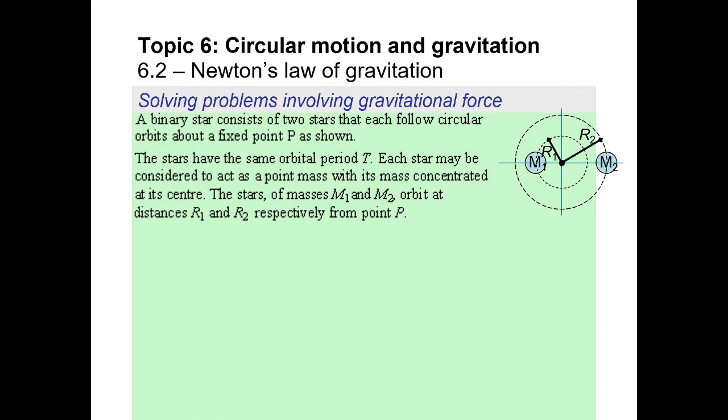Here we have a set of binary stars orbiting about a fixed point P as shown. All right, so the stars have the same orbital period capital T. Each star may be considered to act as a point mass with its mass concentrated at its center. Okay, all that means is that we can use Newton's law of universal gravitation. The stars of masses m1 and m2 orbit at distances r1 and r2 respectively from point P. Okay, so there's point P in the middle.